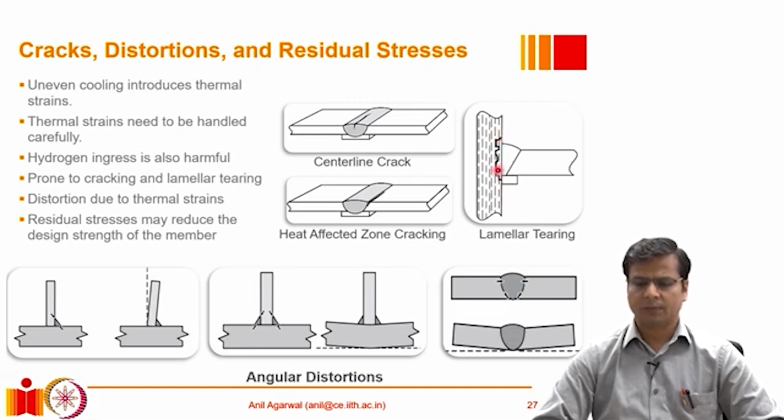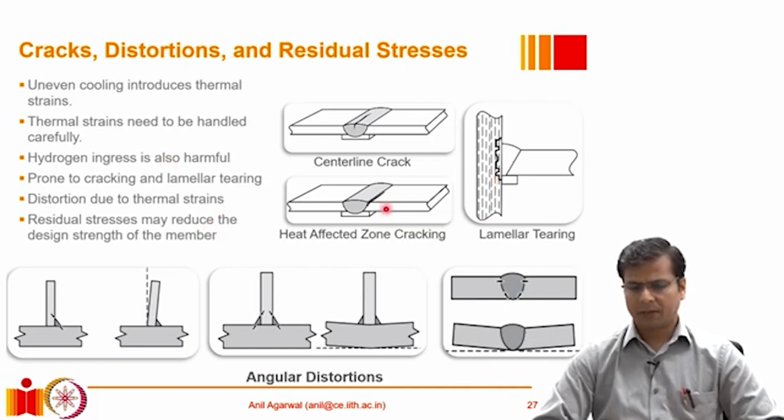In order to prevent this kind of tearing, either we should opt for a material which does not have these weak zones or has a minimal amount of them, or we have to cut grooves in such a way that the entire weld is not done to a single layer, but to several layers. In this particular case, the groove is only cut on this plate, but if there was a possibility to cut a groove into this plate also, that might have prevented this kind of lamellar tearing.